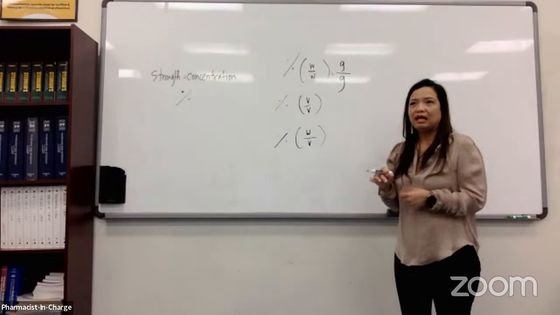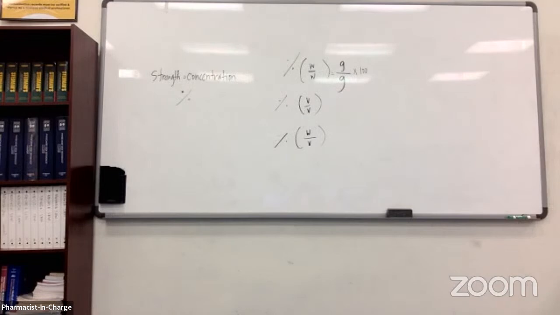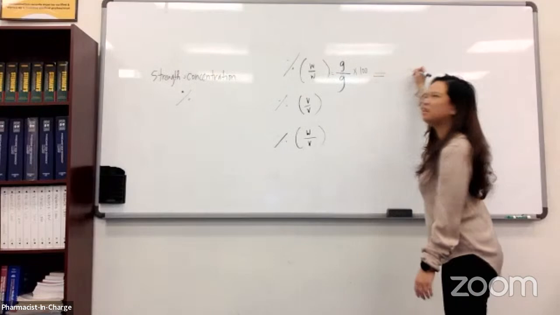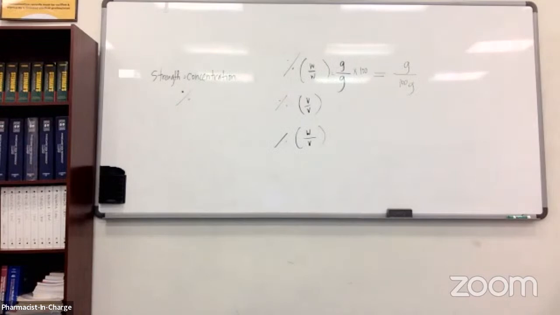How do you calculate for percentage? You multiply this by 100. Right? That's your percentage. That's how you calculate percentage, isn't it? Yes. I'm going to stop teaching if I'm not talking to anybody. It's hard. Okay? But this can also be translated exactly the same if you put grams over 100 grams. Agree? You don't have to multiply it by 100 anymore. That's exactly the same, right?